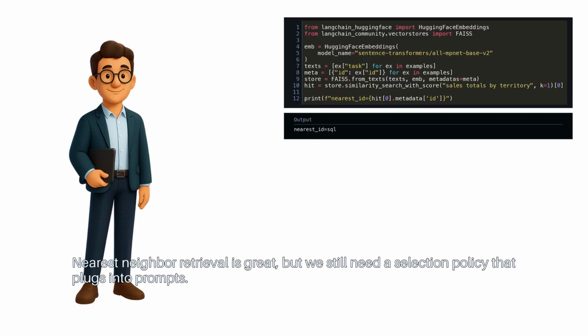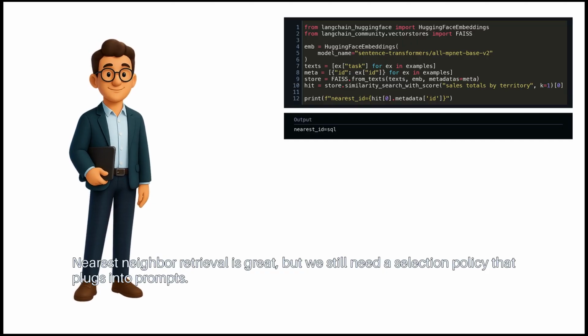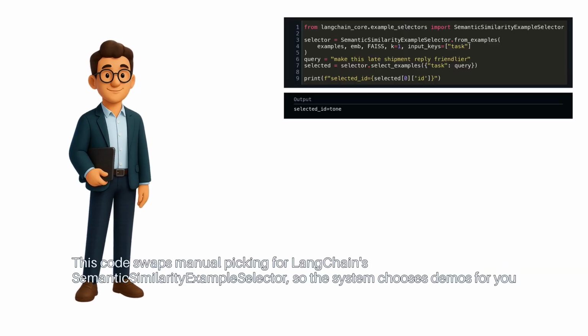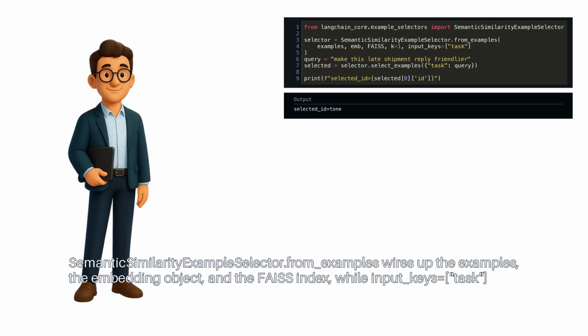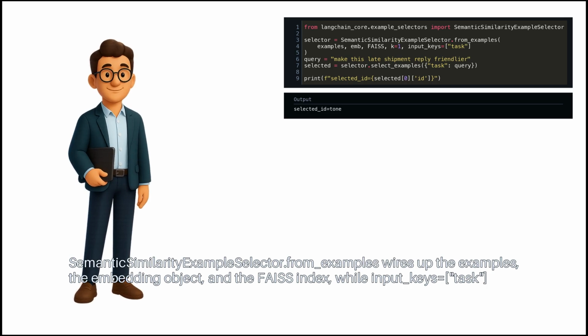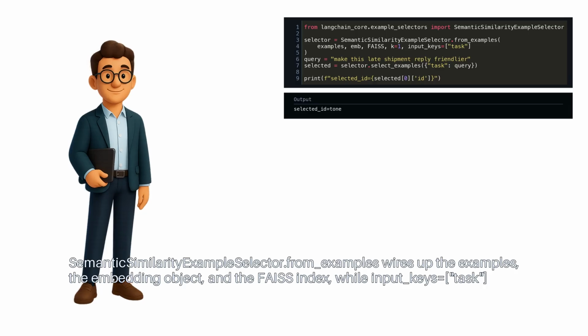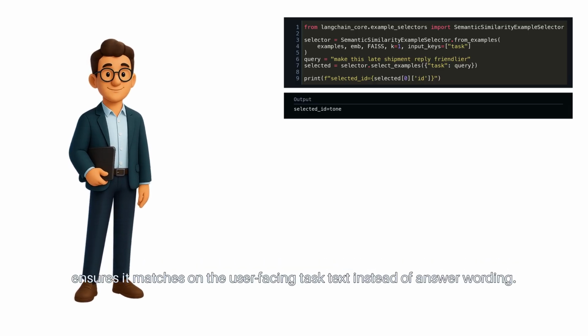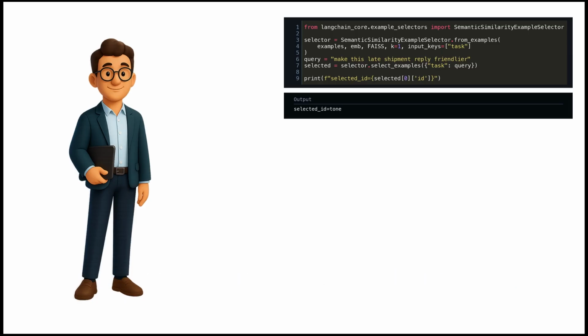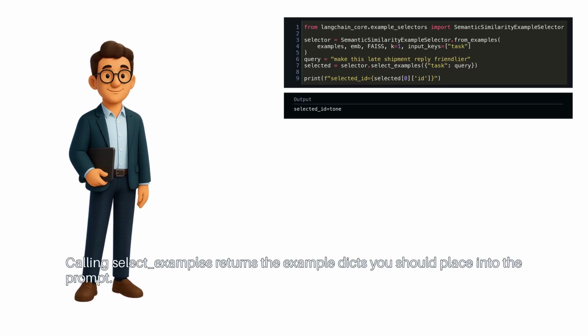Nearest neighbor retrieval is great, but we still need a selection policy that plugs into prompts. This code swaps manual picking for LangChain SemanticSimilarityExampleSelector, so the system chooses demos for you based on similarity. SemanticSimilarityExampleSelector.from_examples wires up the examples, the embedding object, and the FAISS index, while input_keys equals task ensures it matches on the user-facing task text instead of answer wording. Calling select_examples returns the example dicts you should place into the prompt.